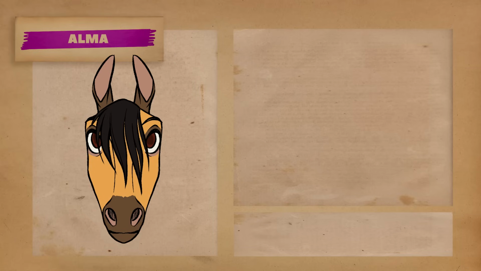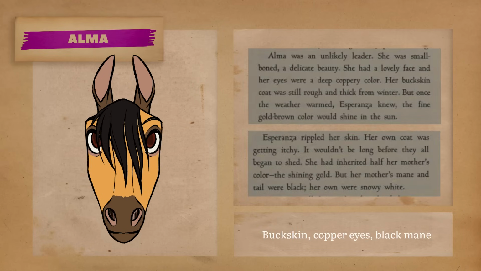Now, Alma is described in the 2002 book series called Spirit of the West, authored by Kathleen Dewey. Most of the horses in this family tree come from these books, which are, by most, considered to be canon. Alma is described as a small-boned and delicate-looking horse. She has a lovely face and her eyes are a deep coppery color. Her buckskin coat was still rough and thick from winter, but once the weather warmed up, Esperanza knew the fine gold-brown color would shine in the sun. Her mother's mane and tail were black, and her own was snowy white.